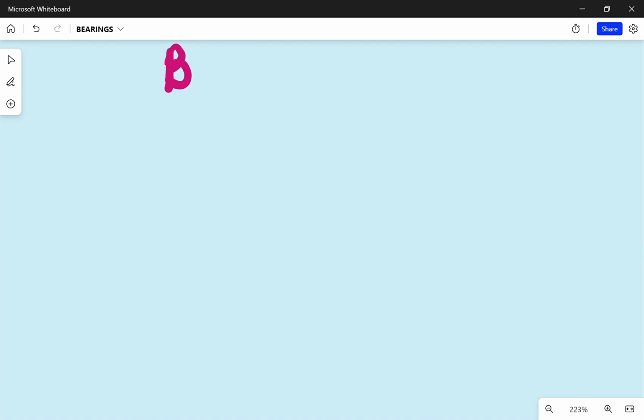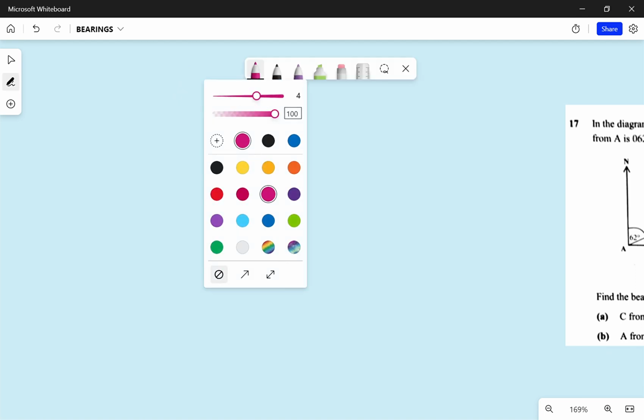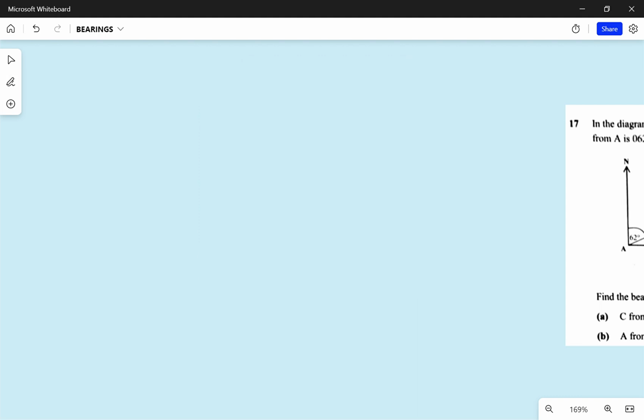Wow, that's too big. Let me just try to reduce that a bit. Okay, that's too big, it's too thick. Maybe we could just bring it closer to 3. Okay, so let's look at bearings. Yeah, this is much better.